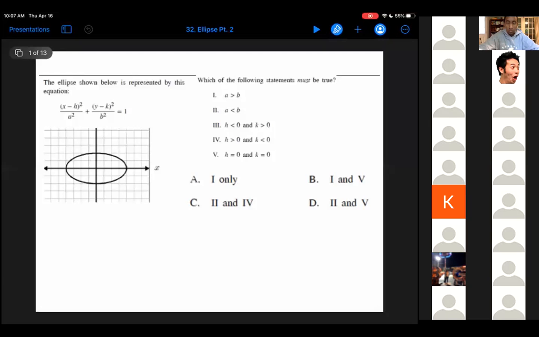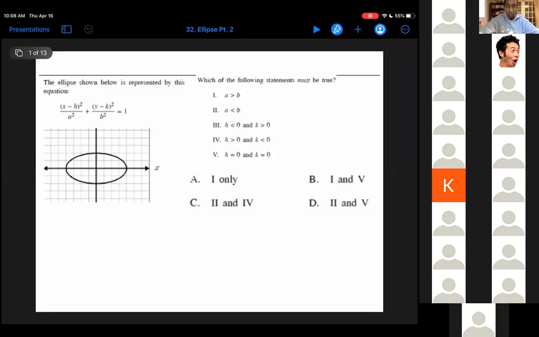Let me screen record for those who are not going to be able to view this. So if you are watching from home, take a minute to try this problem. We'll go ahead and get started. Let's see what we got here.